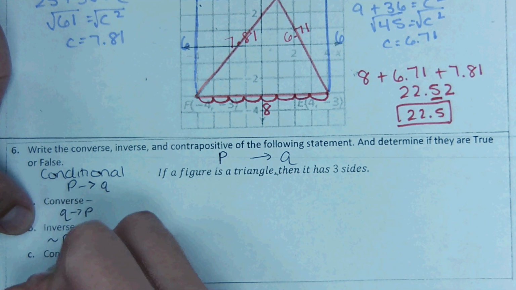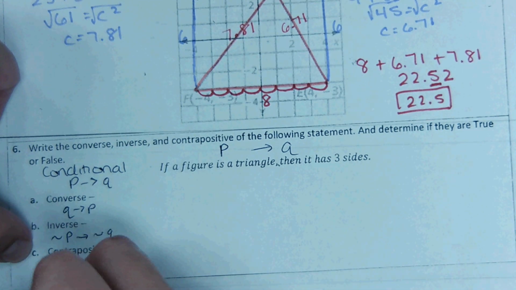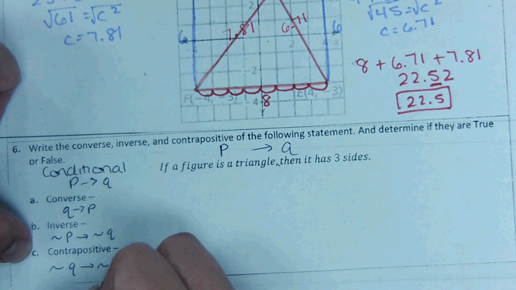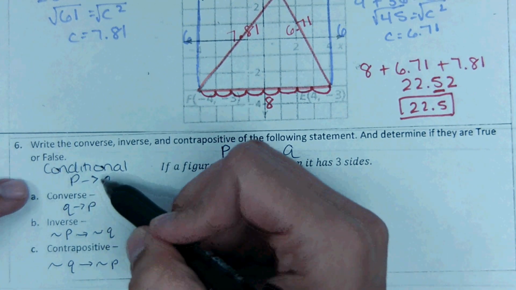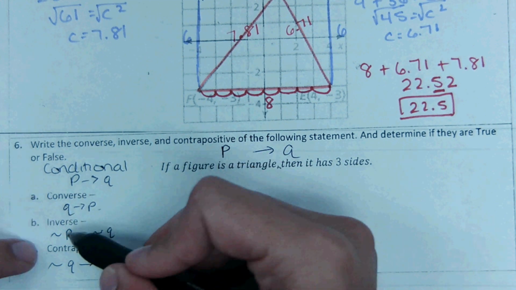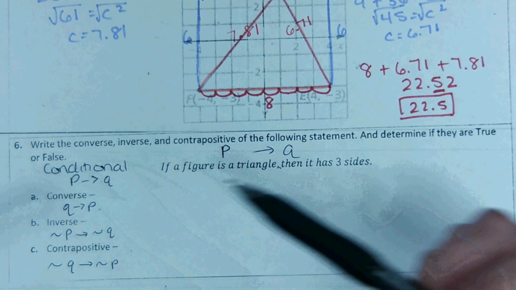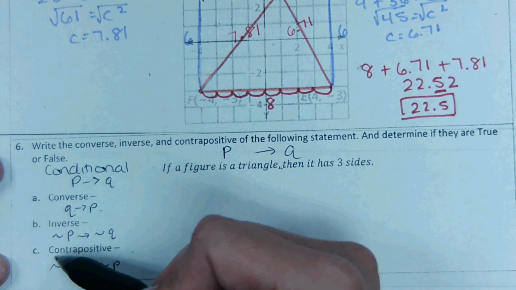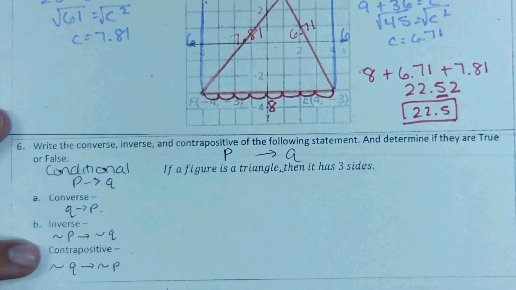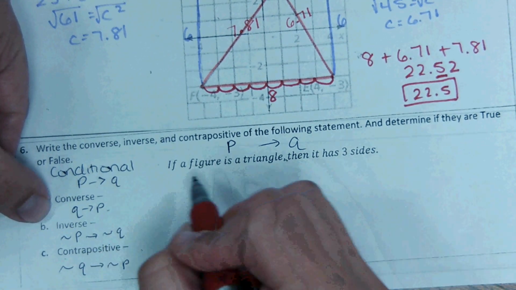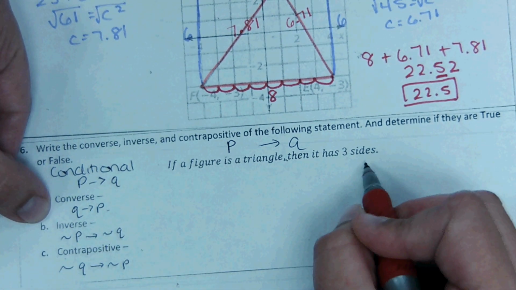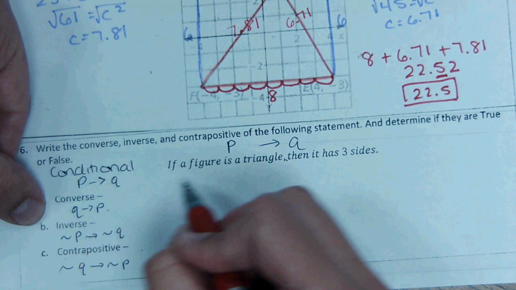The converse is then Q to P. Inverse, not P, then not Q. And then contrapositive, not Q, then not P. Do I have that memorized? Kind of not. I memorized the order. Like P, then Q, then Q, then P, then not. Yeah, and that's how I have it memorized. And then if I needed to write this out, CCIC, and I could figure it out from there.